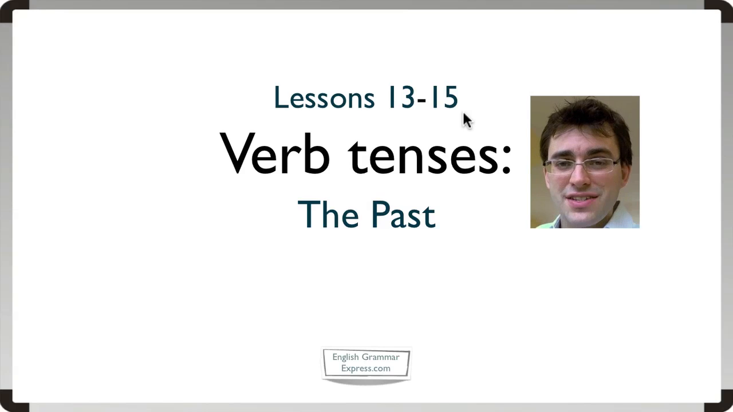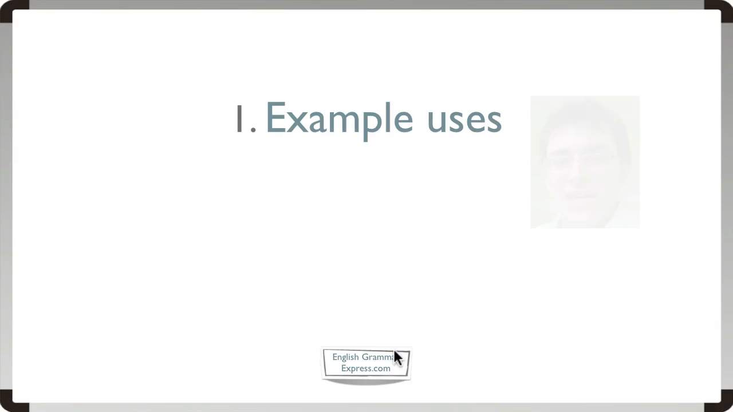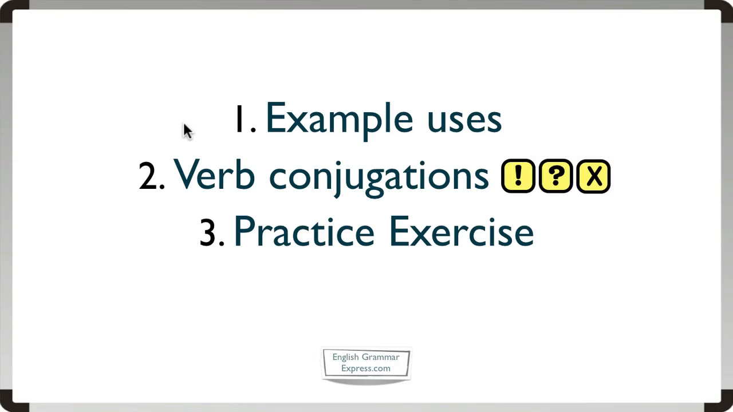In the next 3 lessons, we're going to look at the past tenses. So, past simple, past continuous, and present perfect. Now, just like we did with the present, we'll take each tense and divide it into 3 parts. Part 1 will be the example uses. Part 2 will be the verb conjugations, so question and negative forms. And part 3 will be the practice exercises.